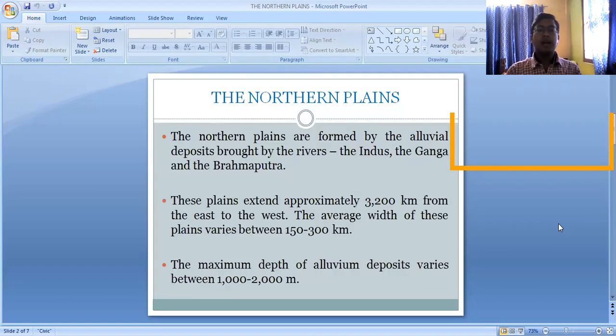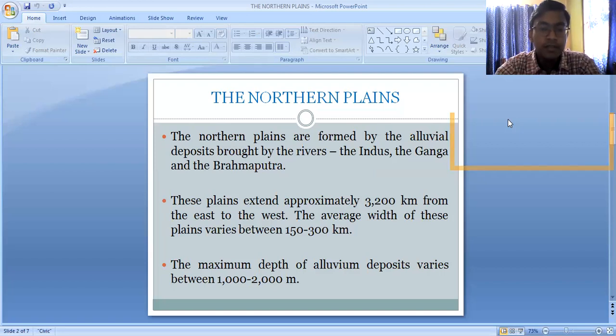The northern plains are formed by the alluvial deposits brought by the rivers, the Indus, the Ganga, and the Brahmaputra. So basically, the northern plains are made up of alluvial deposits. These alluvium deposits have been brought down by the three major rivers of our country, that is the Indus River, the Ganga River, and the Brahmaputra River. These are the three important rivers mainly responsible for the formation of the northern plains.